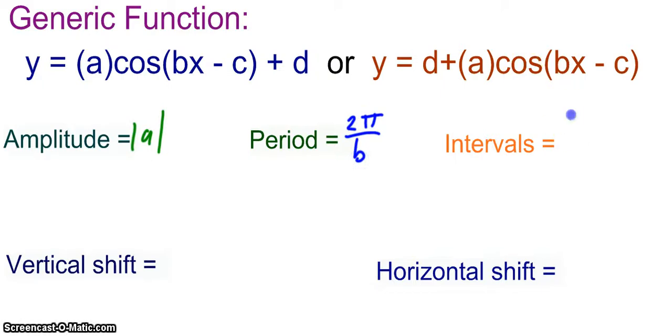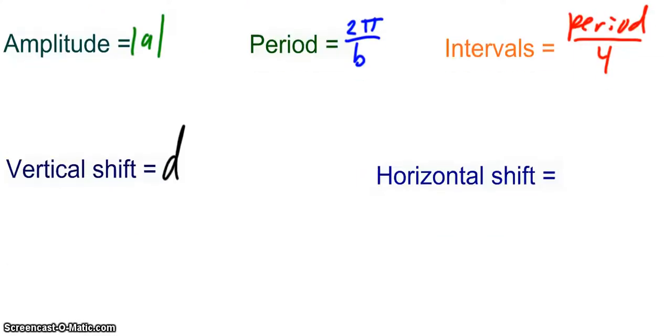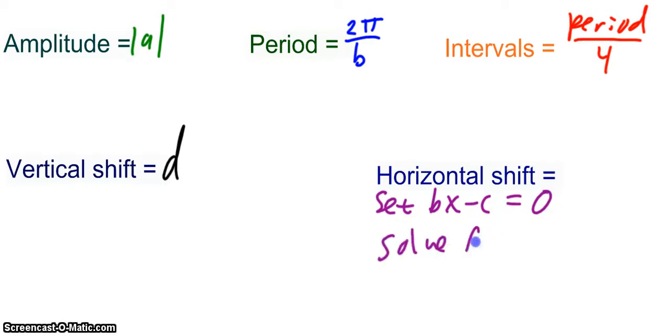Intervals: period over 4. Vertical shift: D. Horizontal shift: set Bx minus C equal to 0 and solve for x. Again, I briefly mentioned this on the last video.